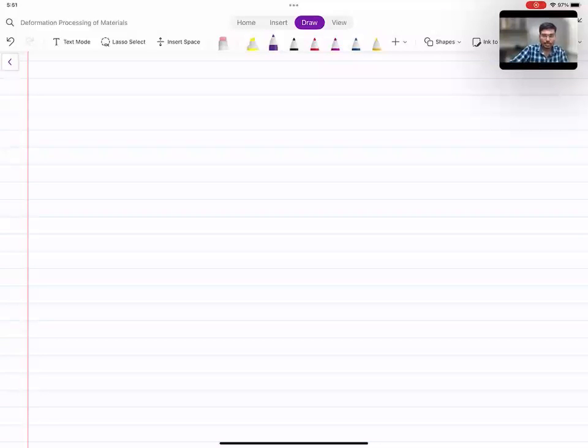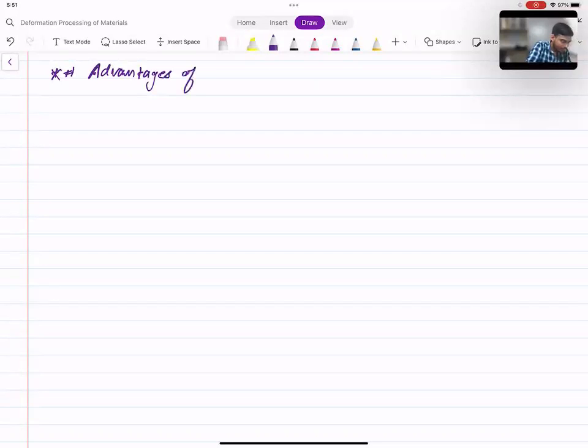So, as I had mentioned, now we will begin today's discussion with the advantages and disadvantages of forging process, and we will see later some further parameters related to this. Okay, so let us see the advantages of forging process.